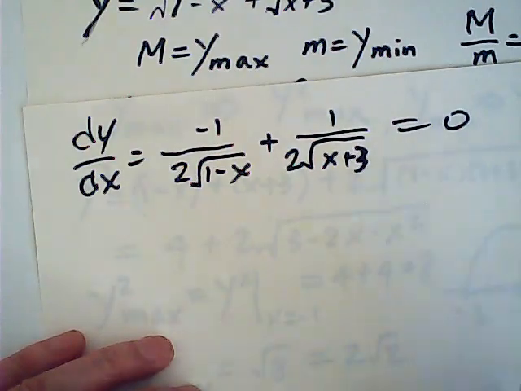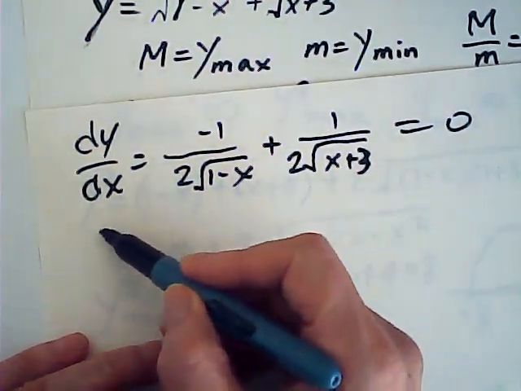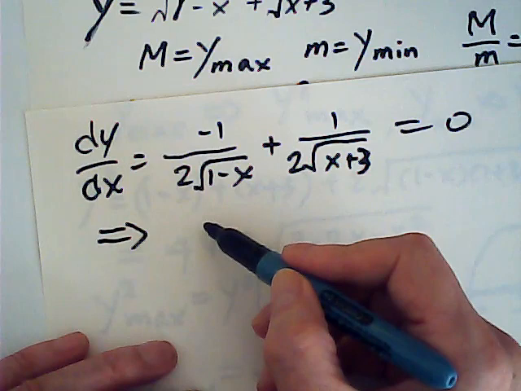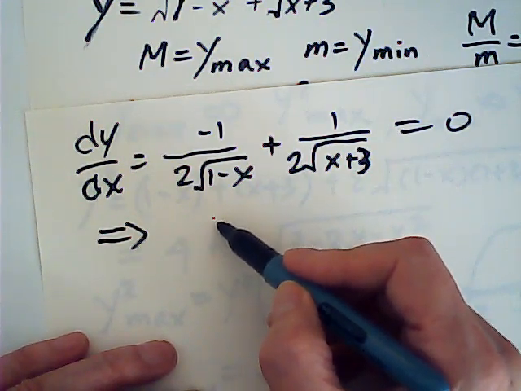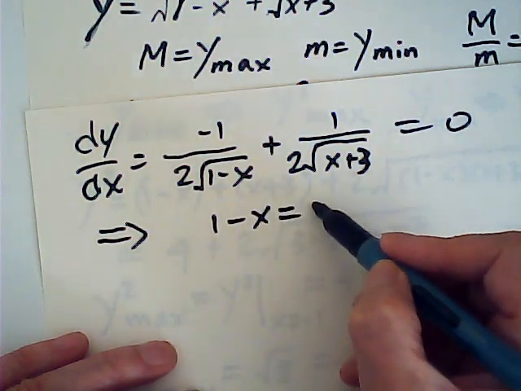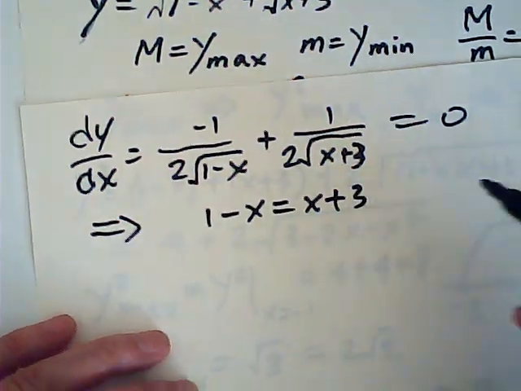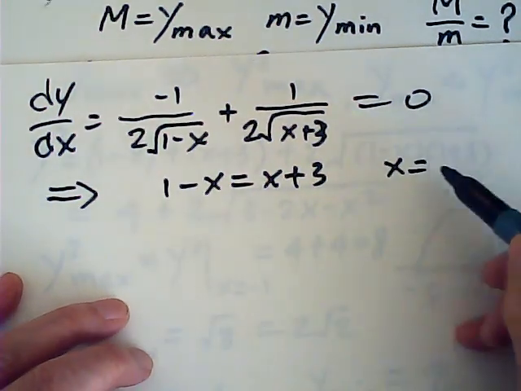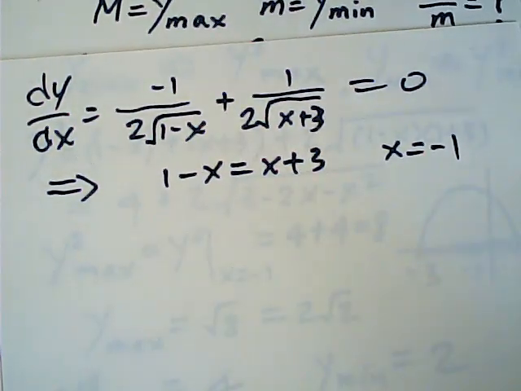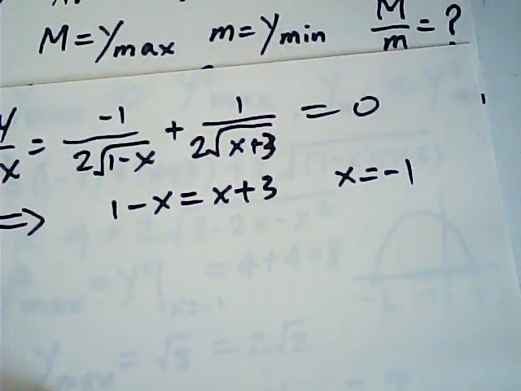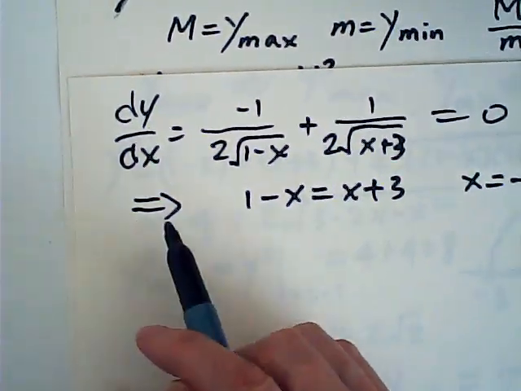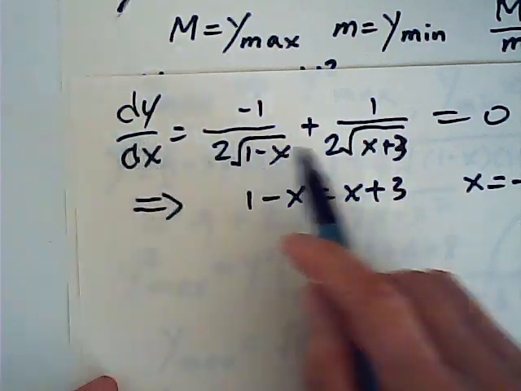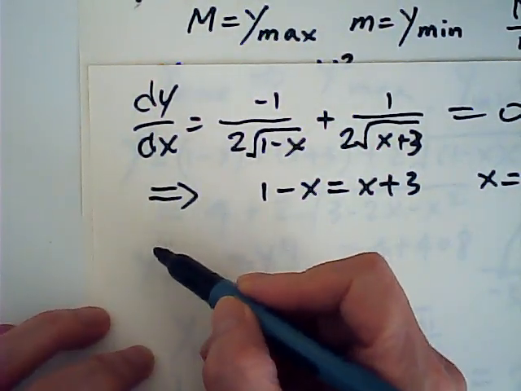We're looking for the maximum or minimum, right? So this means 1 minus x is equal to 1 plus x, right? So x equal to negative 1. So at x equal to negative 1, y may be maximum, may be minimum. So we are taking the second derivative test.